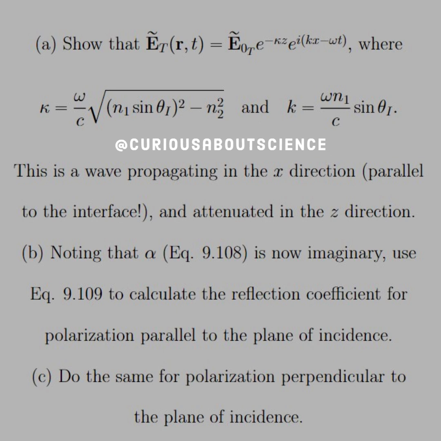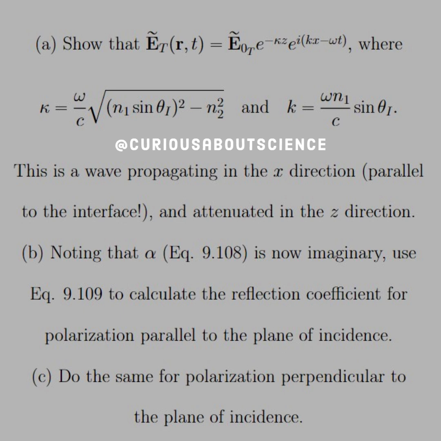Part A. Show that E_t of r and t is equal to E naught t, e to the negative kappa z, e to the i (kx minus omega t), where kappa is probably what we expect, omega over c times the square root of n1 sine theta i squared minus n2 squared, and k is equal to omega n1 over c times sine theta i. This is a wave propagating in the x direction parallel to the interface and attenuated in the z direction.